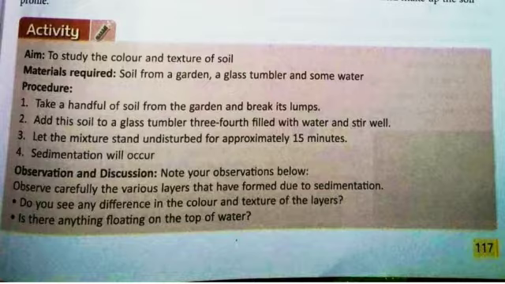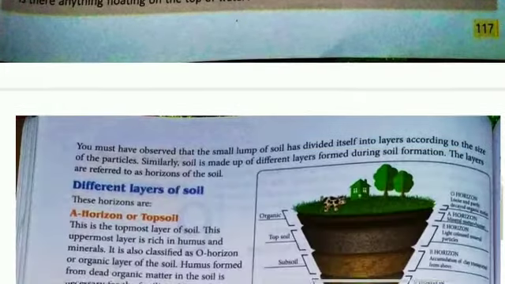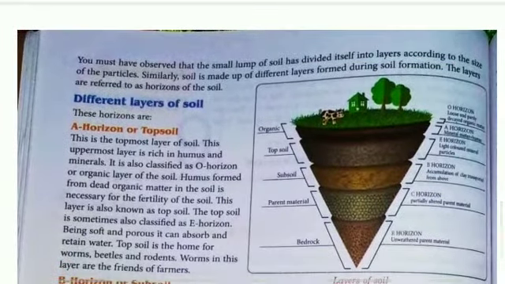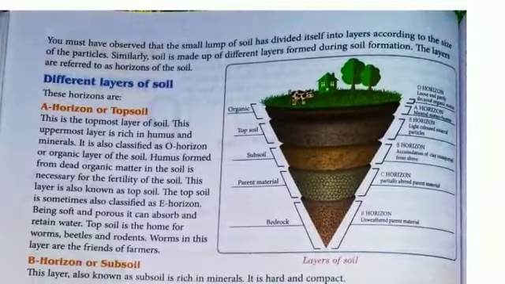In this activity, we will see some layers. The bigger stones or bigger pebbles will sediment at the bottom and the finest will be at the top. If in this soil there is any humus, means any plant matter, it will float on the surface of the water. So that activity shows the layers of the soil.